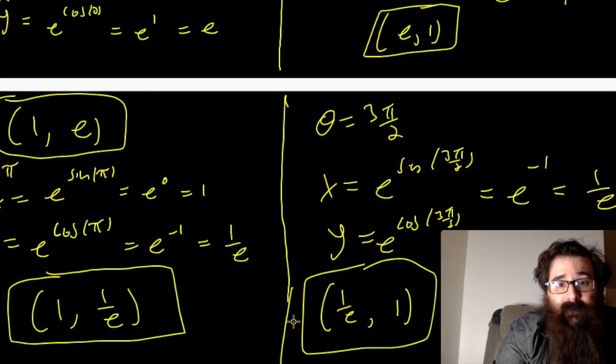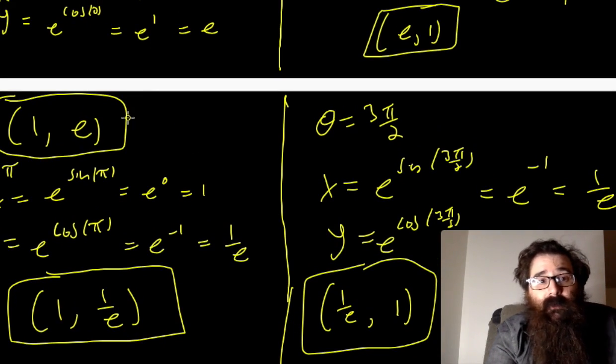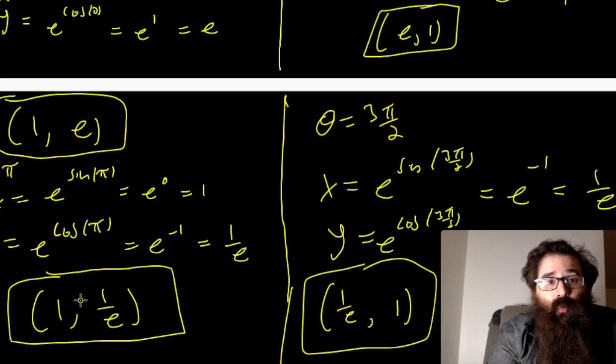Try to get them all in the same view. So here we have 2 points of horizontal tangency, 1 comma e, 1 comma 1 over e, vertical points of tangency, e comma 1, 1 over e comma 1.